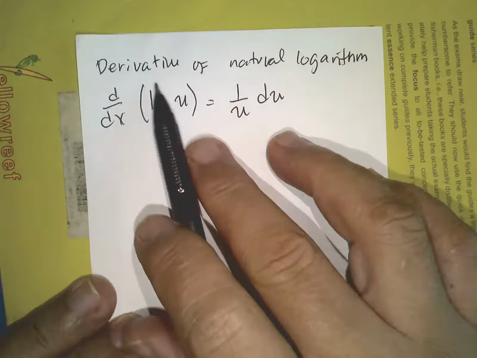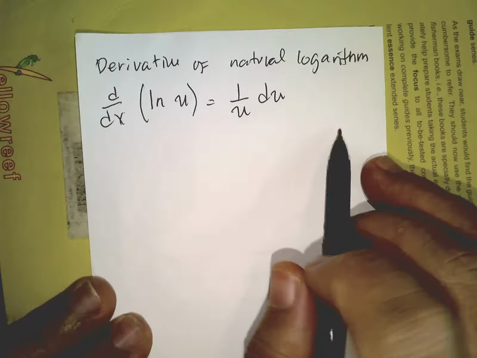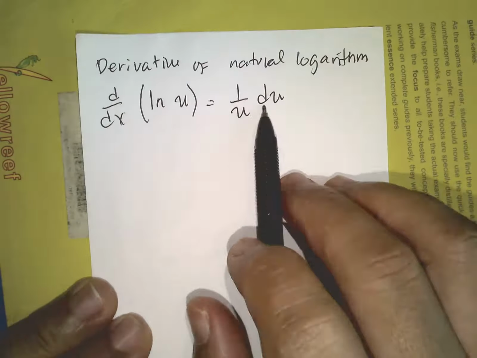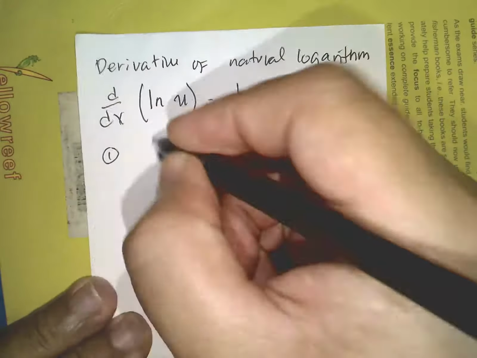Alright, so suppose we're looking for the derivative of natural logarithm. The formula is the derivative of ln u is equal to 1 over u du. So let's try to have an example number 1.